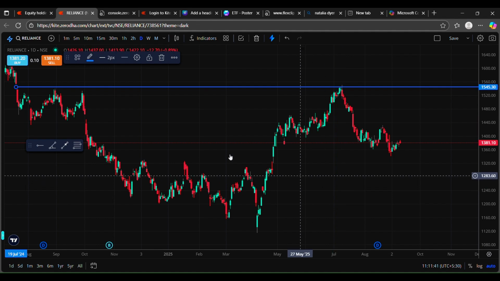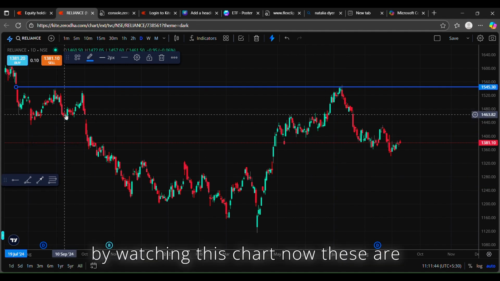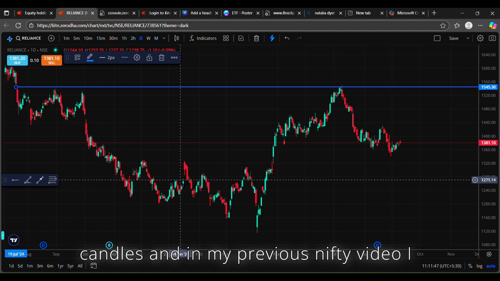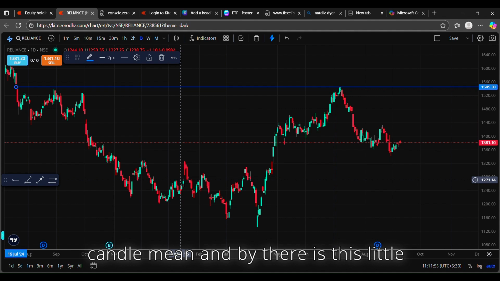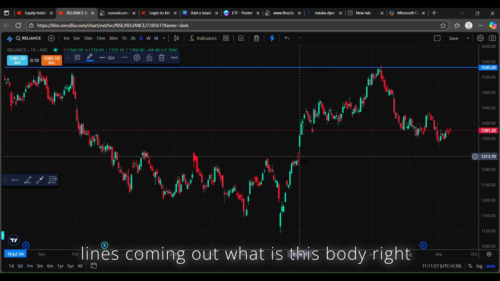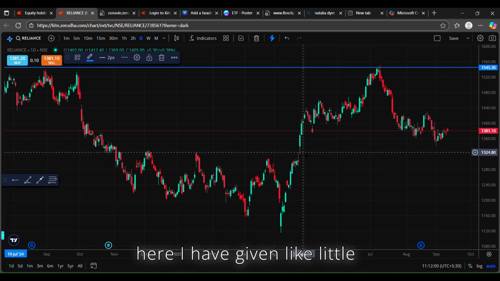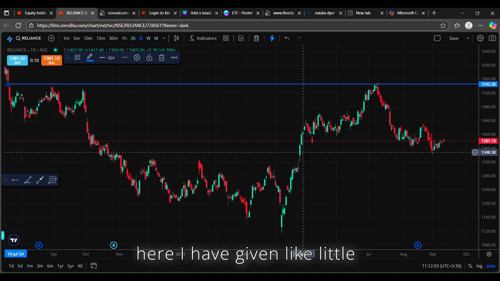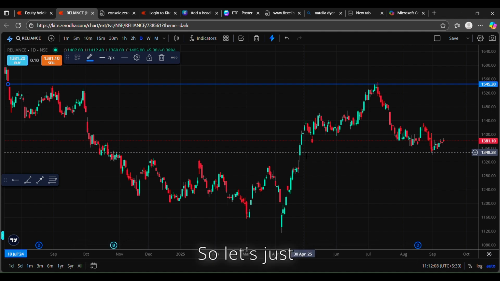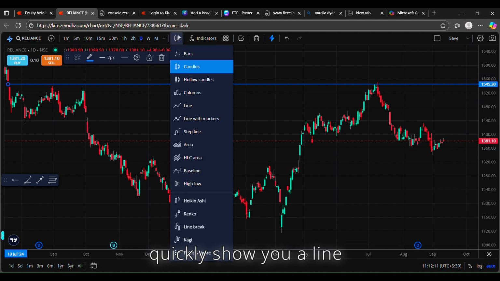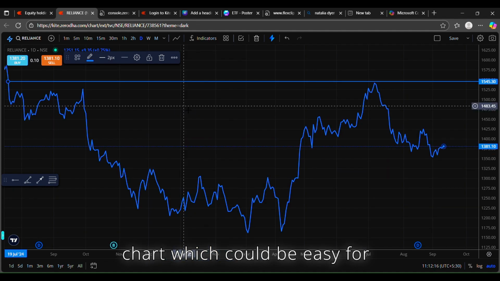So, by watching this chart, now these are candles, and in my previous Nifty video, I have showed you what a candle means and why there are these little lines coming out. What is this body right here? I have given little basic information in my previous video. So let's just quickly show you a line chart which could be easy for you to understand.